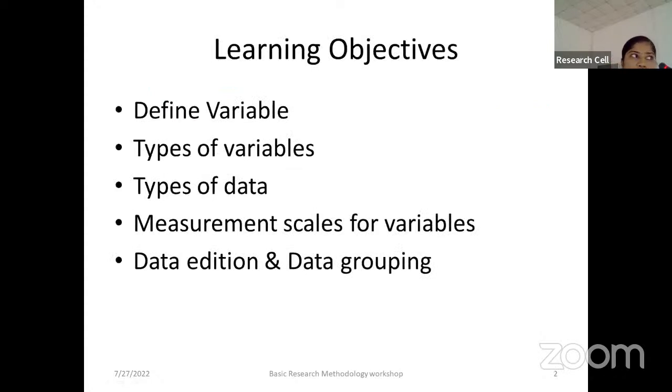These are the learning objectives. At the end of our discussion, we all would be able to define what a variable is, what the different types of variables are, how variables create data or what data is, what the different types of data are, what the measurement scales for the variables are, and lastly, data editing and data grouping. In this session, we will be having a sensitization to all these topics.